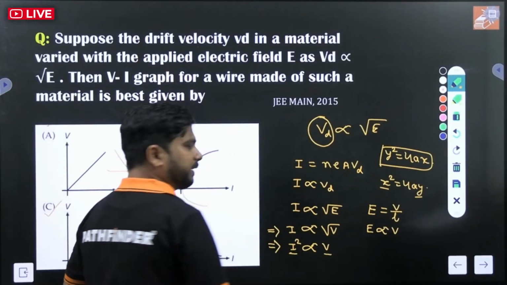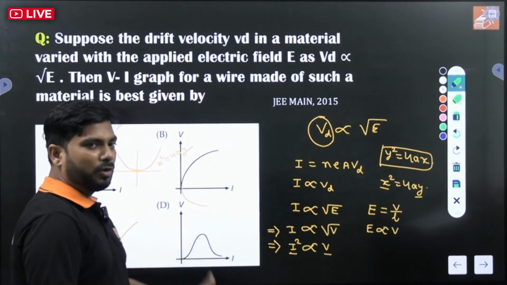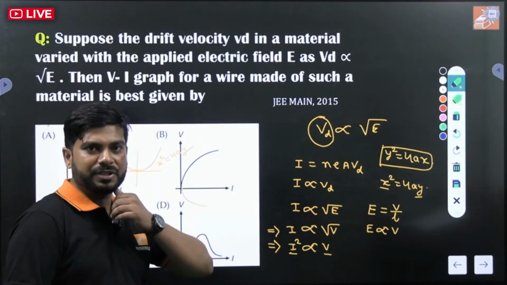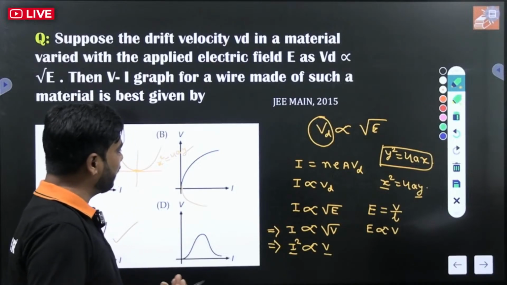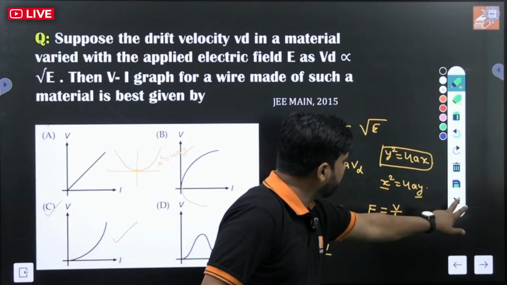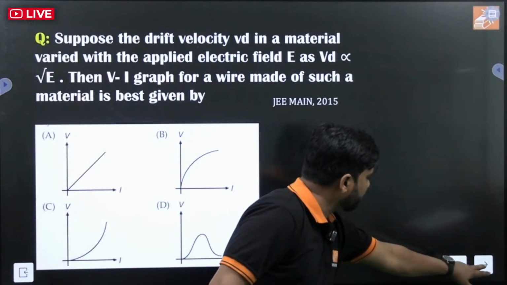Okay, so I hope you can attempt some more questions based on the graph. Just try it, don't skip, because the graph questions are relatively easy and it will give you 100% marks. Let's move to the next question.